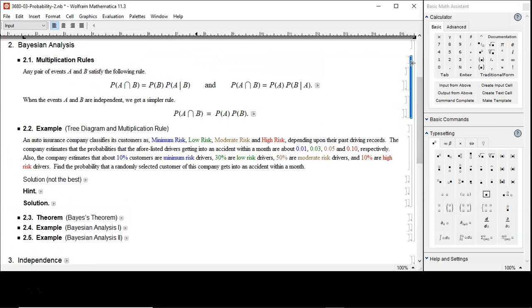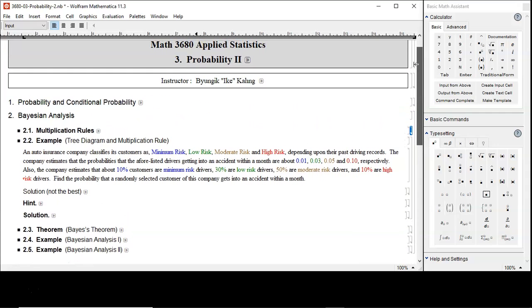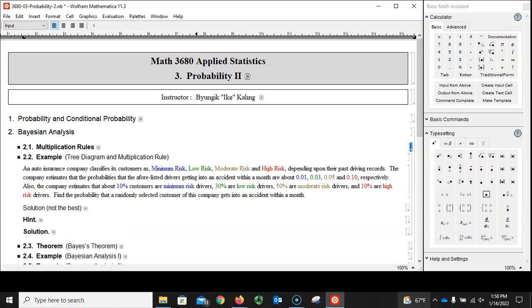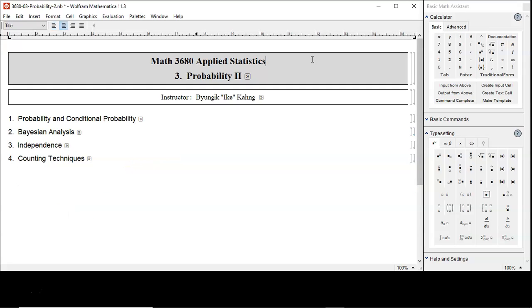Okay, so much for the first example. As a matter of fact, this is not the first example. This is the third example, because in lesson 2, we already went through EARN models. So this is the third example of multiplication rules. I hope we now have sufficient practice before going over to Bayesian analysis, which will start in the next video. Stay tuned.